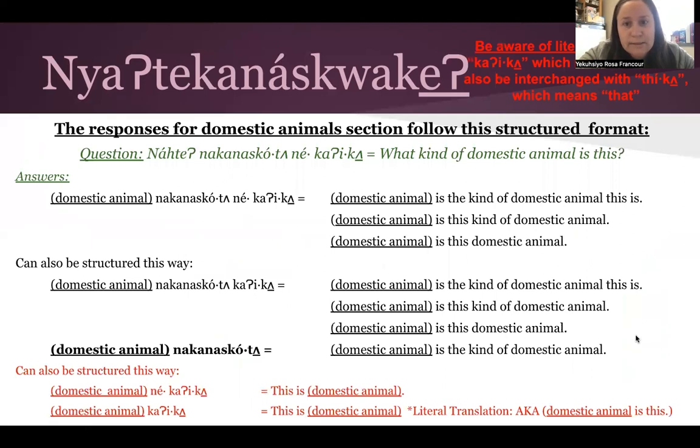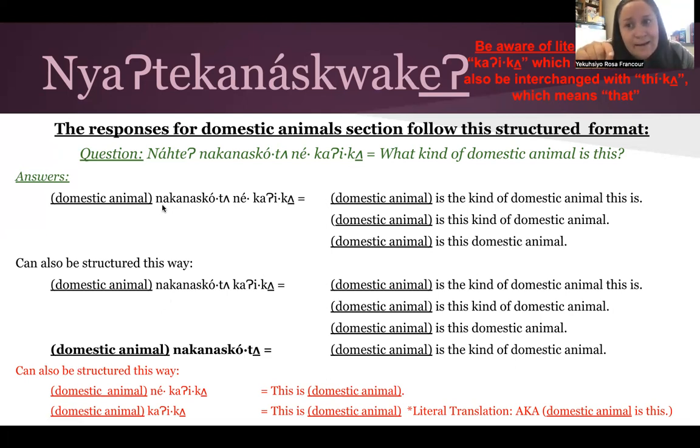Okay, so let's move forward here. We talked about the question words in the two previous slides. Now we're going to talk about the responses to those questions. One of those questions was nate naganasquoda negaig, what kind of domestic animal is this? Your response is always the animal first, then naganasquoda, and then your other variations. So your animal naganasquoda negaig, or your animal naganasquoda gaig, or simply your animal naganasquod.